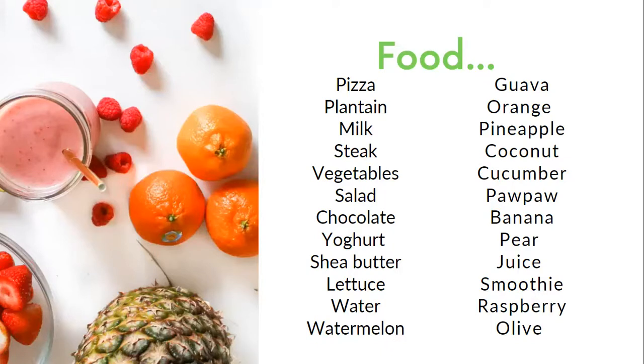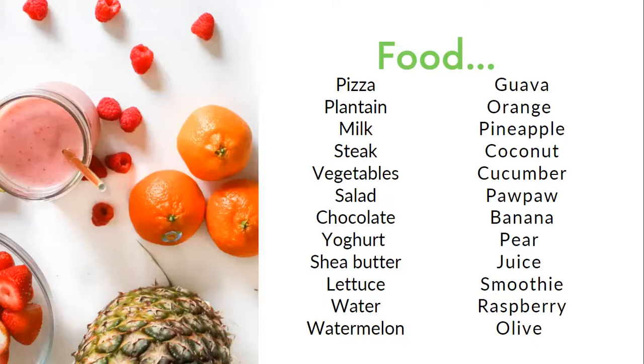Note there are several ways people pronounce this word. So shea butter. Then lettuce. The U in this word has the A sound. Lettuce. Water. Now you could hear Americans say water, right? But it's not water, please. Water. Then watermelon. Watermelon, not watermelon.